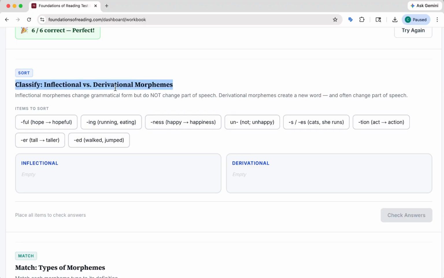Classified. This is also important here: inflectional versus derivational. Inflectional morphemes change grammatical form but do not change the part of speech. Derivational morphemes create a new word and often change the part of speech. So take a moment here, pause the video, and sort these items between inflectional and derivational. I'm going to take a moment here and read what we have up top.